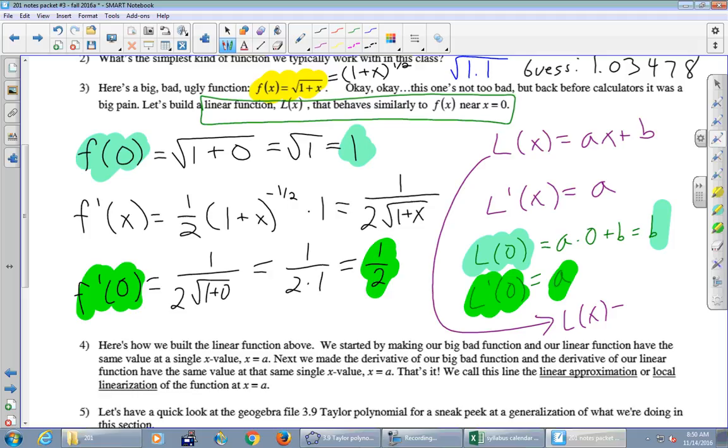And so we just have to rewrite this guy to get our final answer. L of x equals, we said a was 1/2, so I'm copying my x, plus, and then we said b was 1. So there's our linear approximation, 1/2 x plus 1.